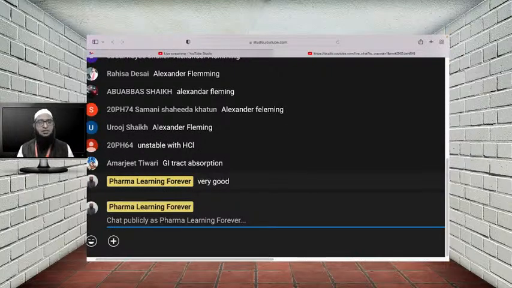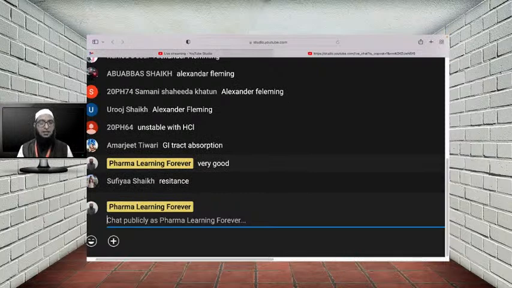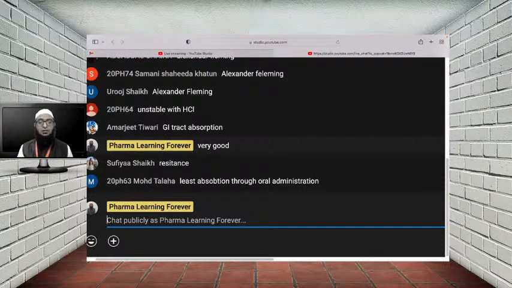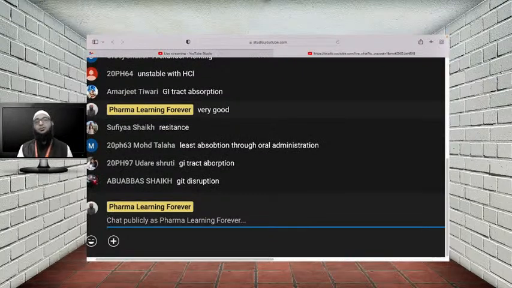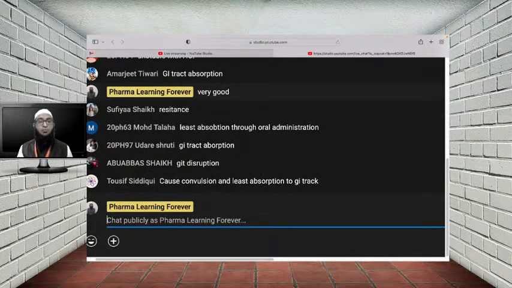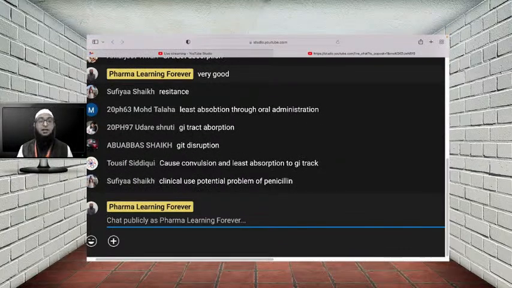Okay, so 20PS64 mentioned that it is unstable with HCl. Okay, partly correct, but the very specific answer is given by Amarjit. The GI tract absorption is very poor. So least absorption through oral administration is the main problem related to penicillins. Due to this important problem, penicillin is generally given by the IM and IV routes. Okay, one more answer given by Tosif, intrathecal administration. Tosif, what an answer you have given, that it causes convulsion.